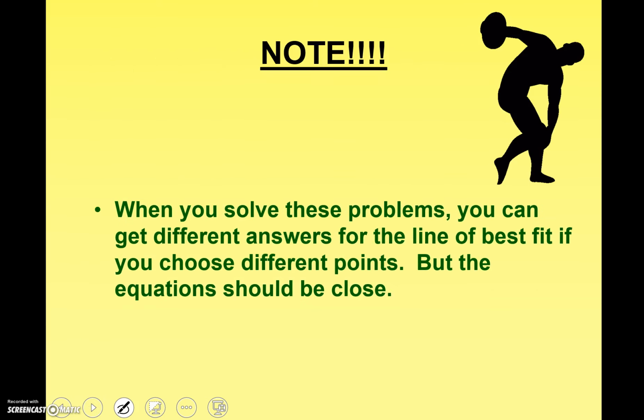Please keep in mind that when you're solving these, people can get different answers. It's all going to depend upon the points that you're choosing. Those were the points that I chose, so I got that specific line, but you could have done something different. However, they should be pretty close. Instead of 8/7, maybe it was 9/7 or something like that. So it should be pretty close to each other.